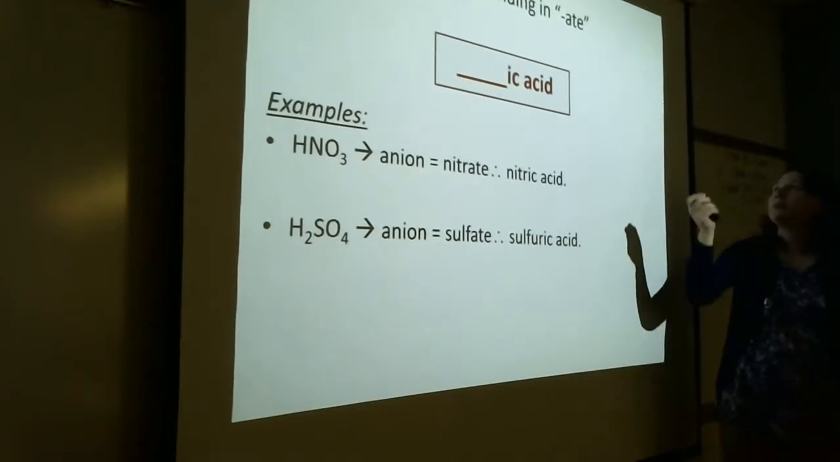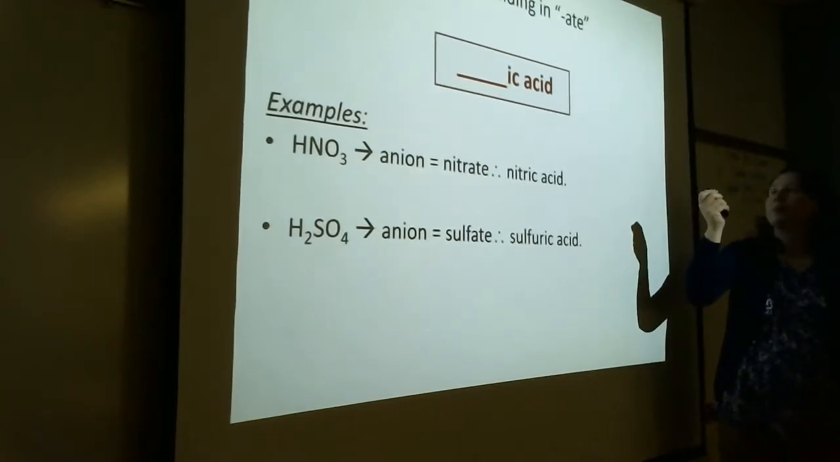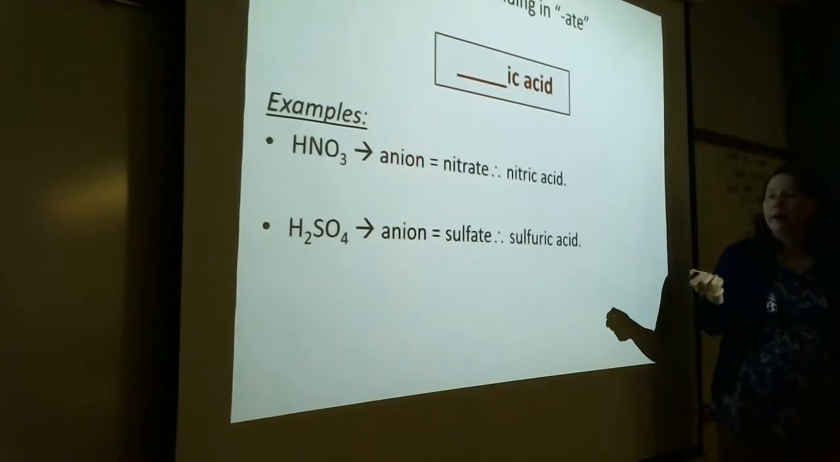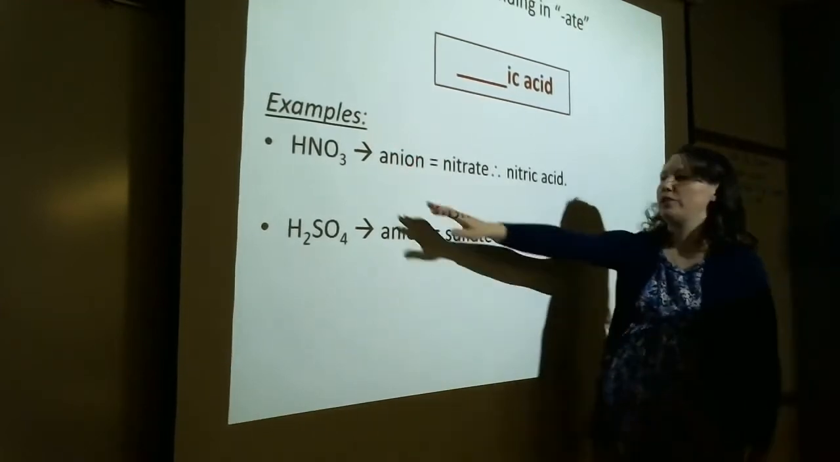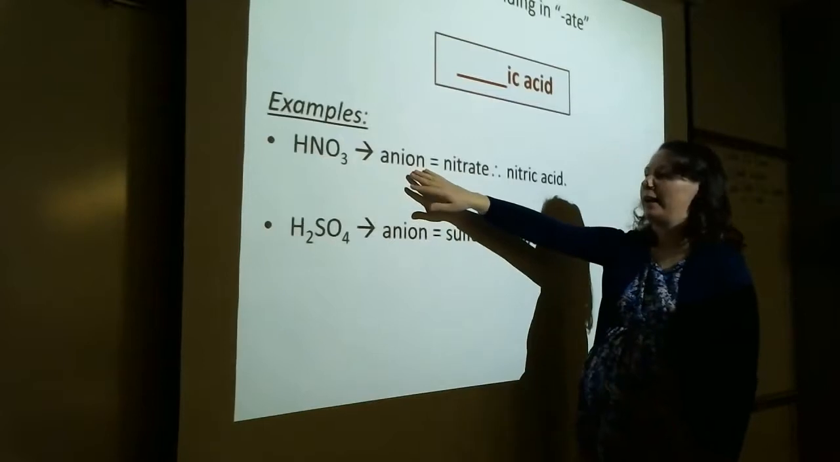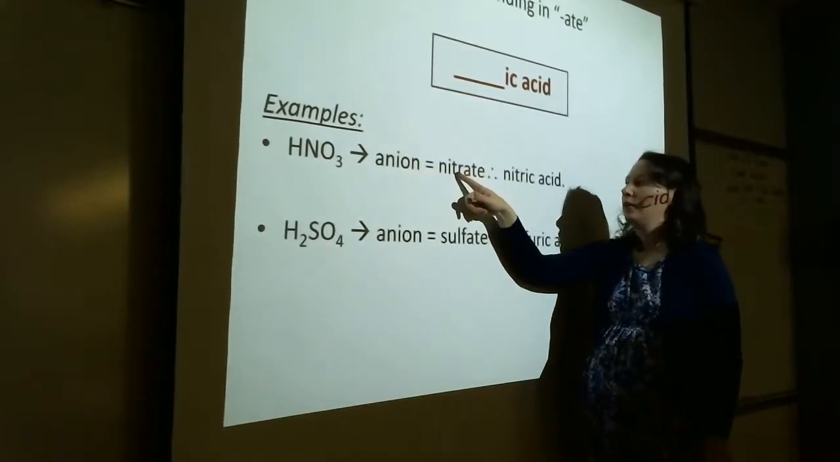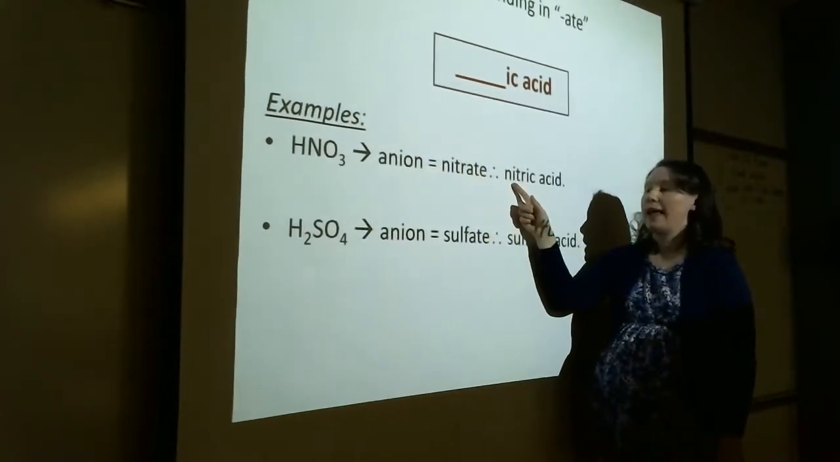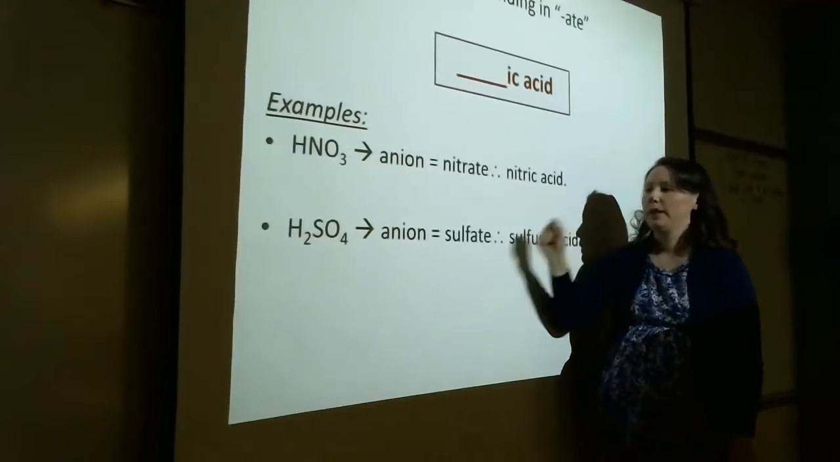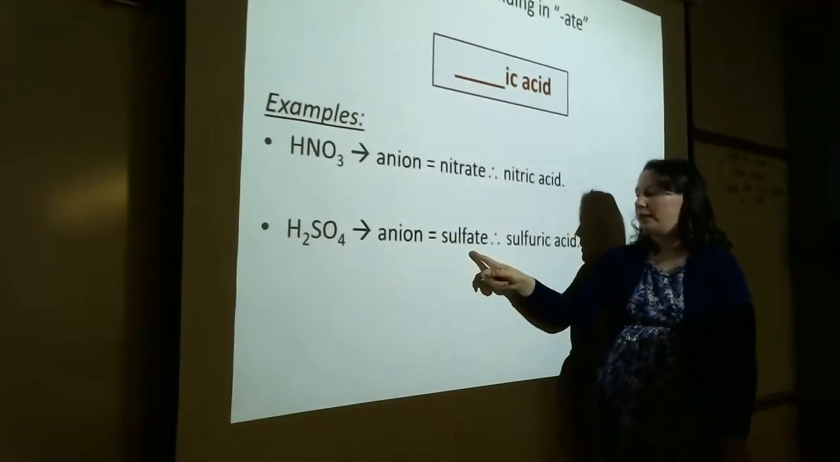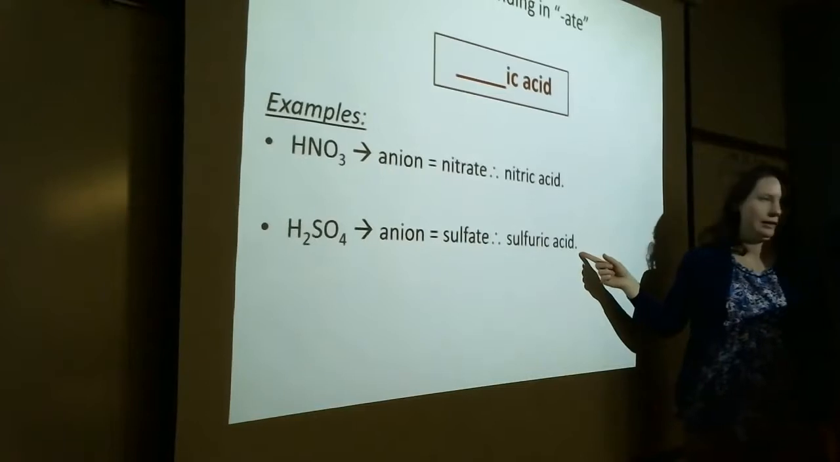All right, the last one is when we have "ate" as our suffix for our anion. Right, so here we have HNO3. That's the anion nitrate, right? So that means that the name is nitric acid. Here the anion is sulfate. That means it's sulfuric acid.